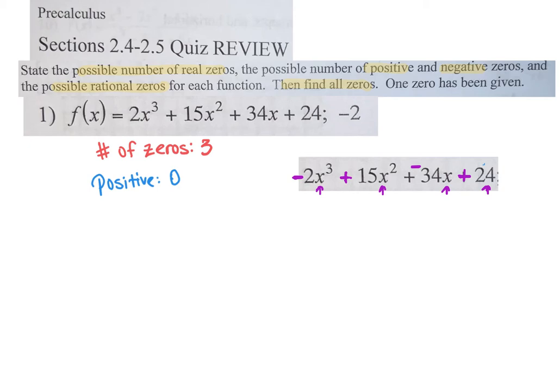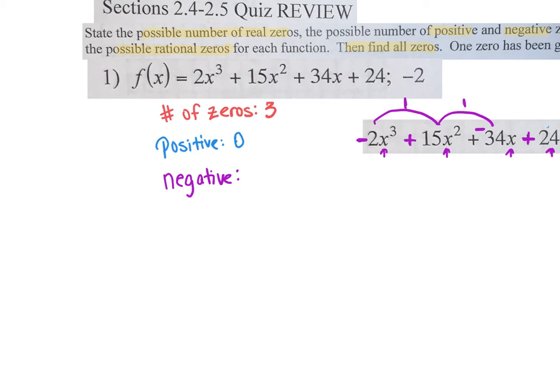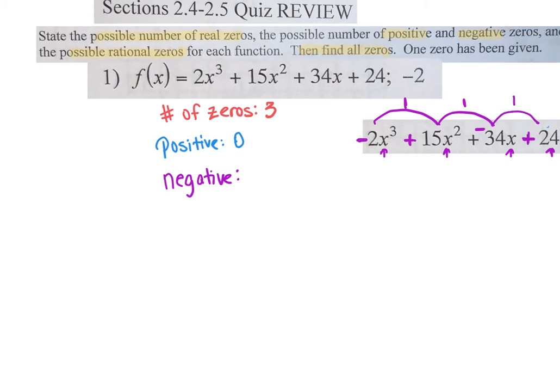So then I'm going to recount. So for my negatives, I'm going to go back to this one, and I am going to count again. Negative to positive, that is a 1. Positive to negative, that's another 1. Negative to positive, that's another 1.